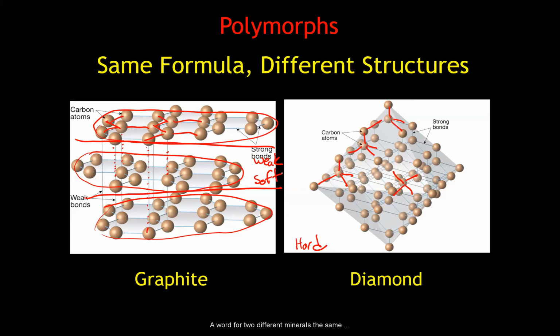A word for two different minerals with the same composition but different structures is this, polymorph. So graphite and diamond are polymorphs of one another.